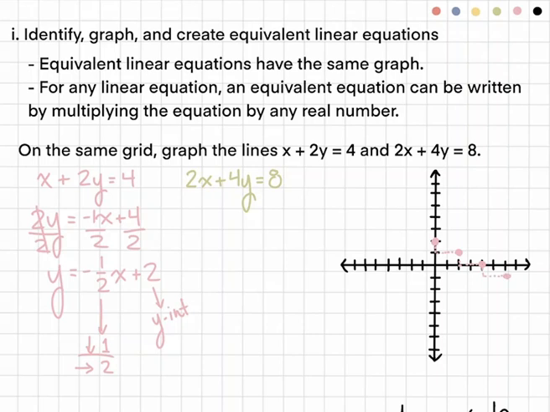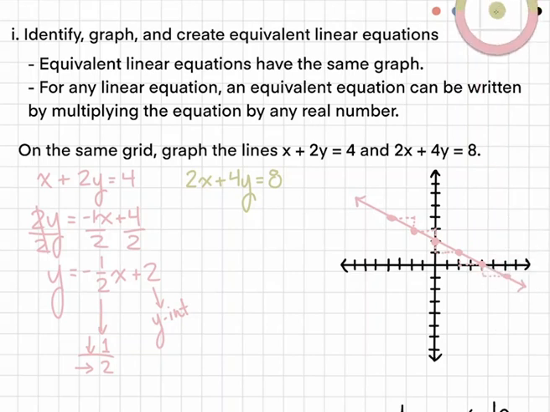And remember, we can always reverse it. So instead of going down 1, I can go up 1. And instead of going to the right, I can go left. And I can go up 1 and then left 2. Once you feel you have enough dots to draw your line, you can do so. So there's my line here.